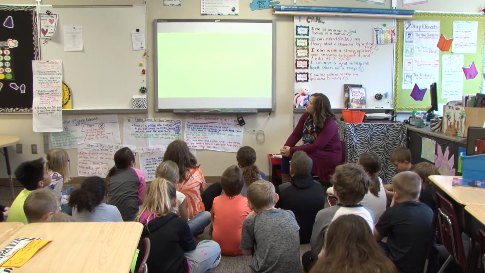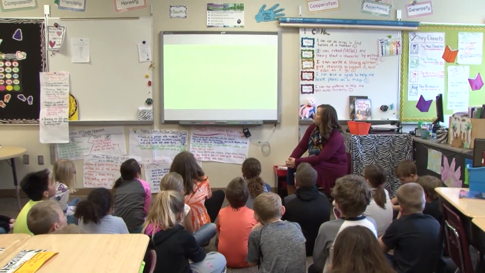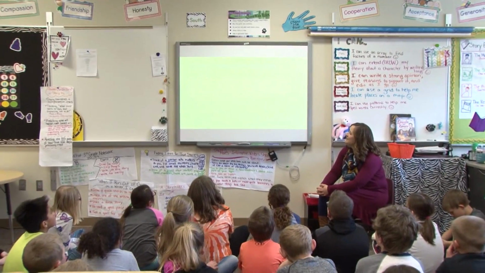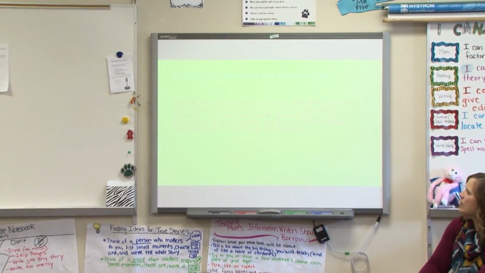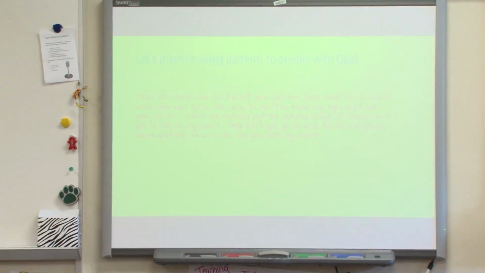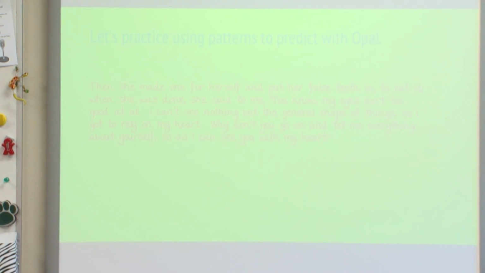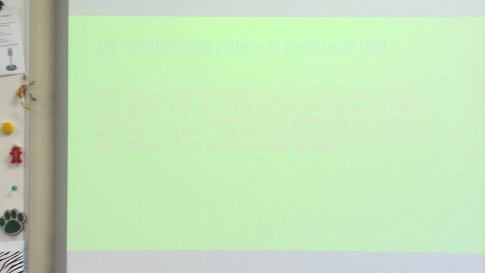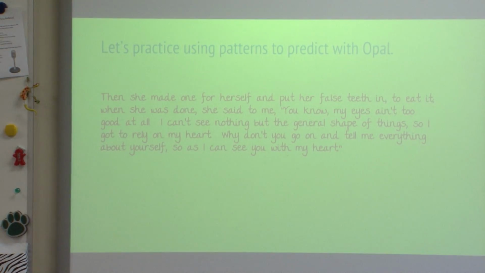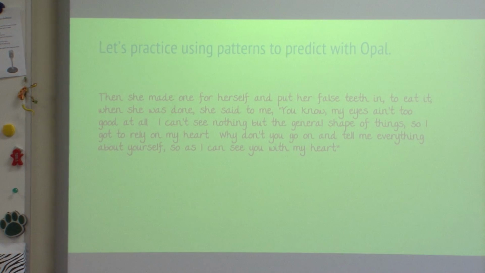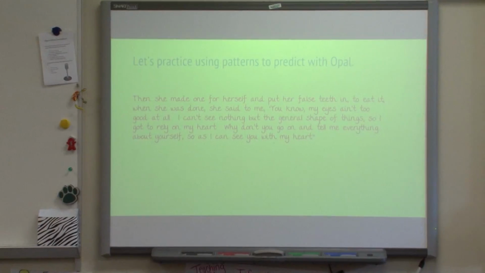Then she made one for herself and put her false teeth in to eat it. When she was done, she said to me, "You know, my eyes ain't too good at all. I can't see nothing but the general shape of things, so I got to rely on my heart. Why don't you go on and tell me everything about yourself, so as I can see you with my heart?"